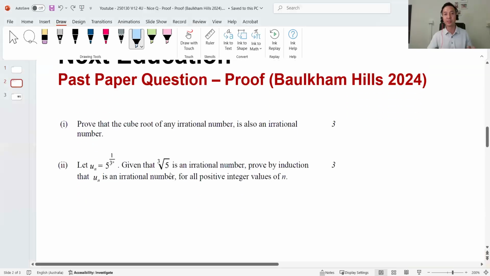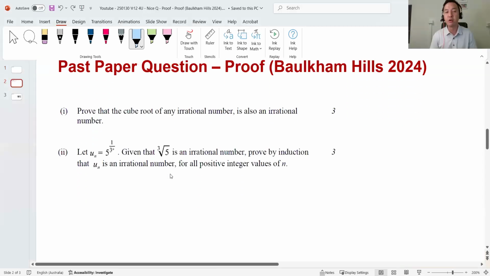So I like this question because the first part looks and smells like a question from the contradiction part of the topic, and then induction. So 3 marks per piece feels about right. So let's get stuck in.